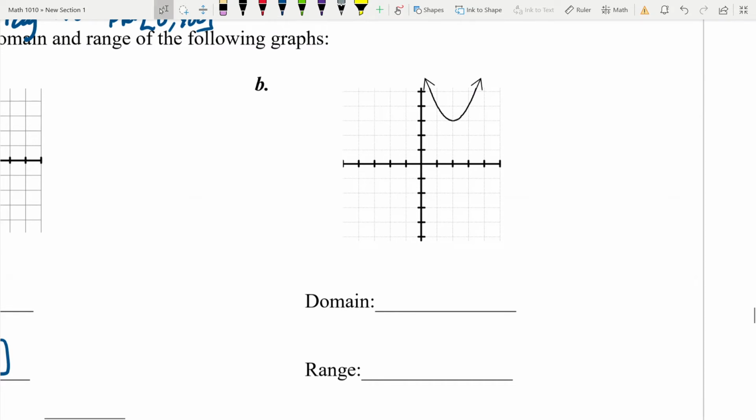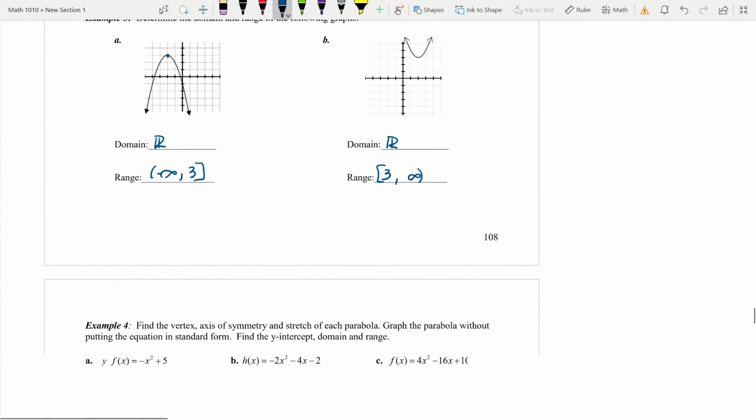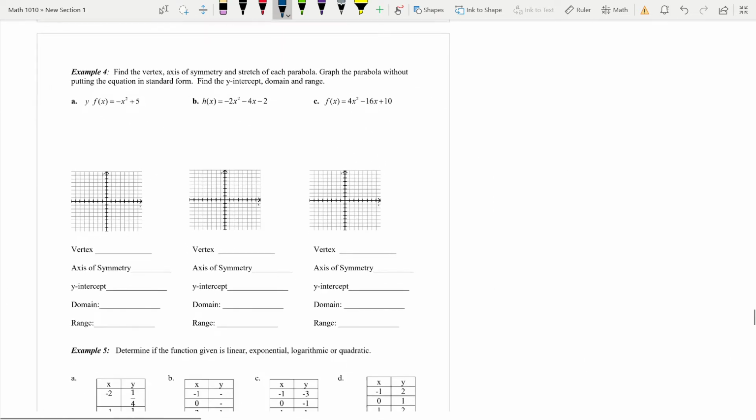Okay, here's question B, domain. Everybody in the room, just shout it. I know you know this. What's the domain? Everything, right? What's the range? Someone tell me the smallest Y value that actually touches that thing. A 3. How do I close that? With a bracket. And how high up does that thing go? Forever. Yep, to infinity. Okay, so that's easy. Okay, question 4.